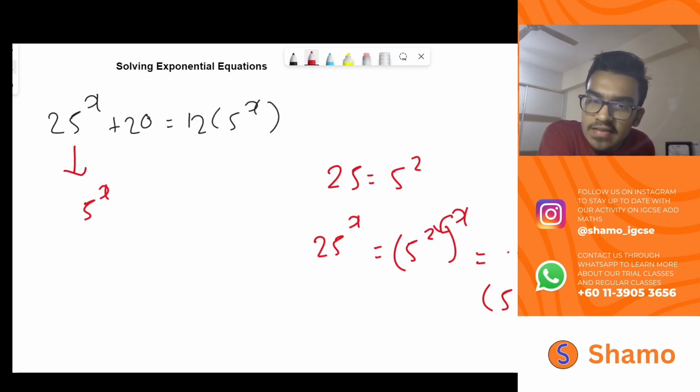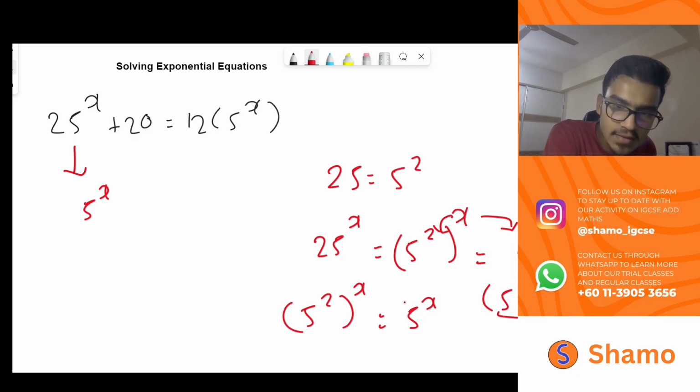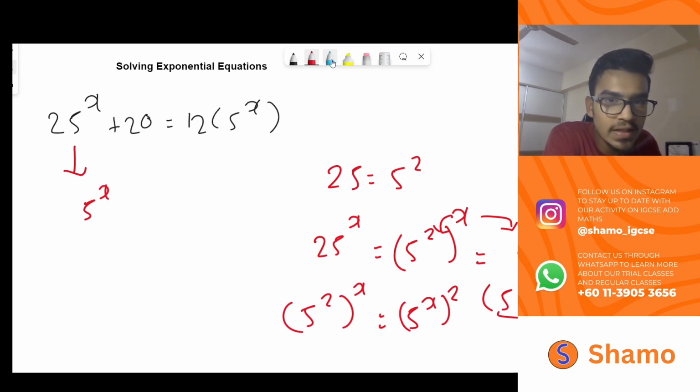If this x multiplies here, it becomes 5 to the 2x. Here also you're getting 5 to the 2x. It's the same thing, right? 5 squared to the power x can be written as 5 to the power x, squared. If you're not sure about what just happened, just look through my explanation again or revise your indices, because maybe your indices is a little bit weak and you might need some brushing up on that. Okay, so what's the end point?